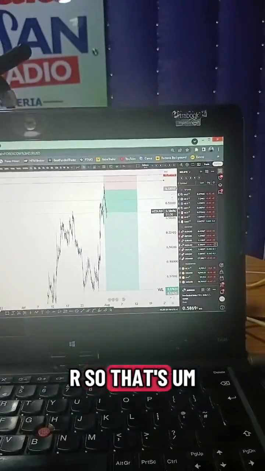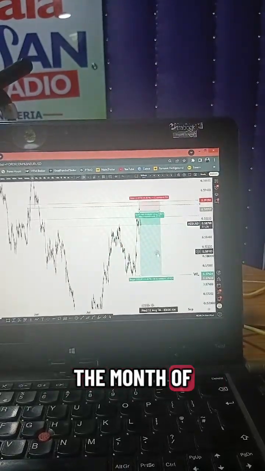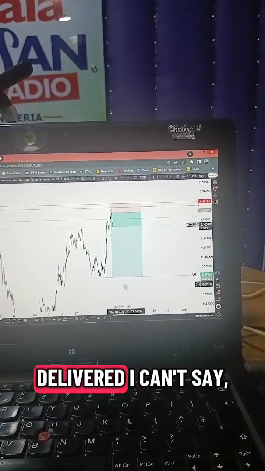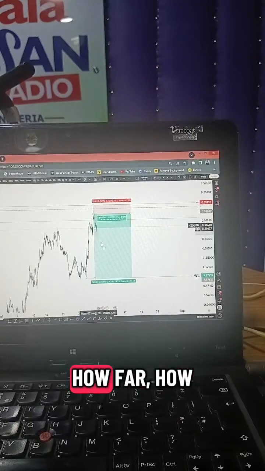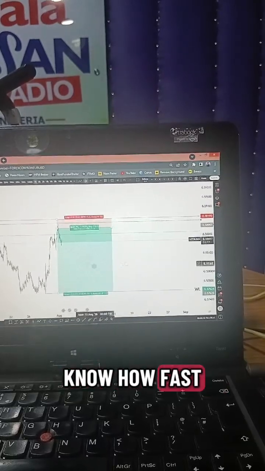So that's the trades I have for this week, the month of August. So when it will get delivered, I can't say. I don't know how fast price is going to move, right? So I don't know how fast price is going to move.